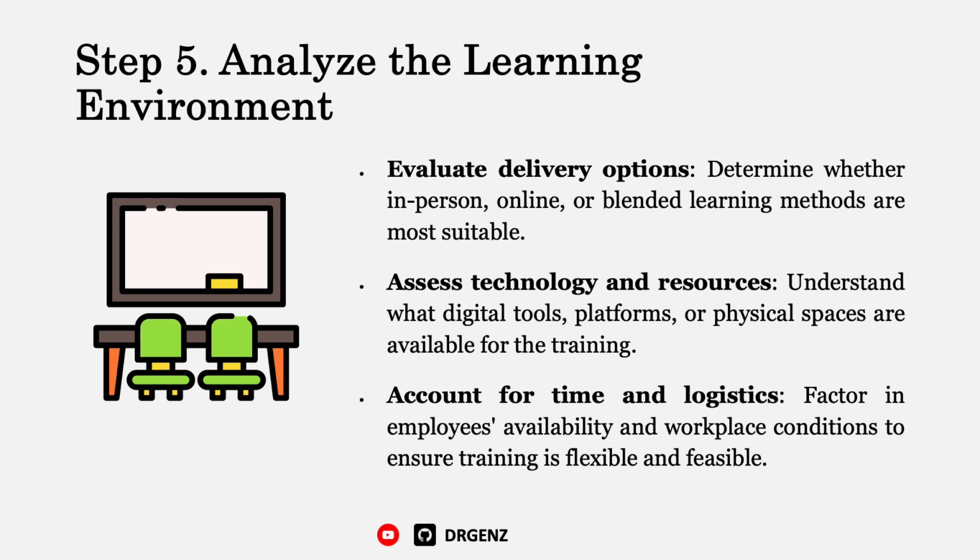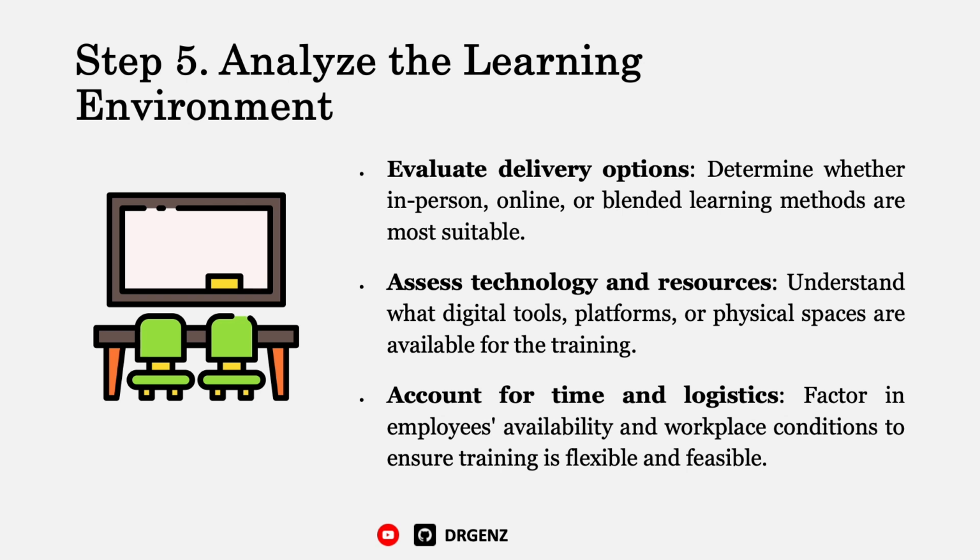Here, you review what tools and resources are available for delivering the training. These tools and resources might include digital tools such as a learning management system, video conferencing platforms, or e-learning software. Then you look at physical spaces, which include classrooms, meeting rooms, or equipment needed for in-person training. Thirdly, you account for time and logistics factors. These factors include practical constraints of delivering the training, such as employee availability, their schedules, their shifts, when can they be free for this training.